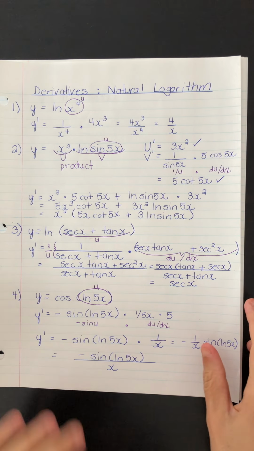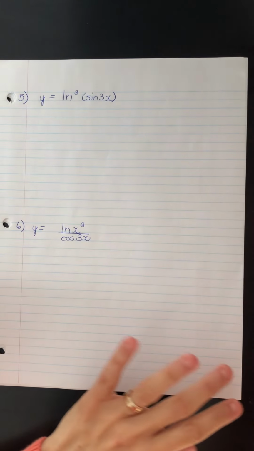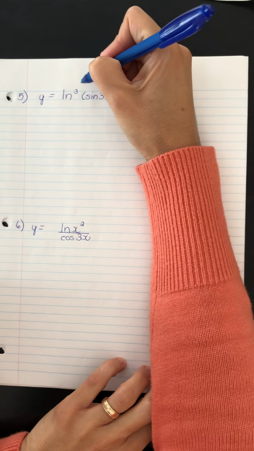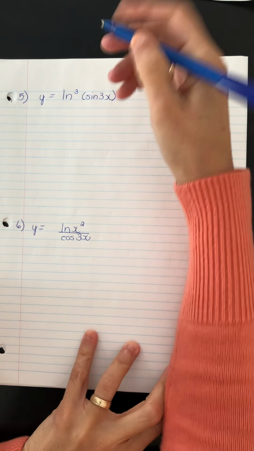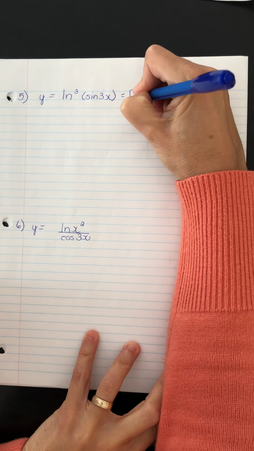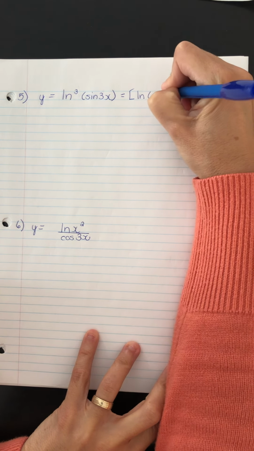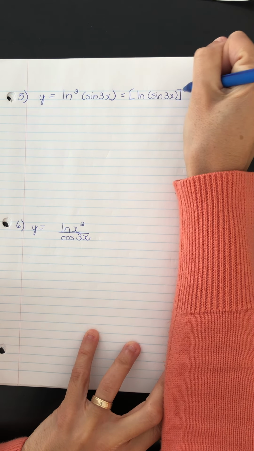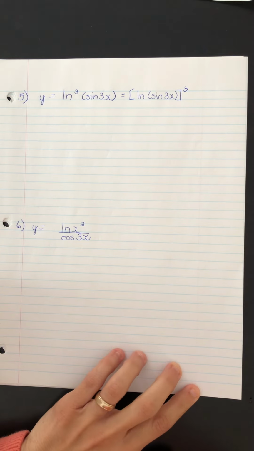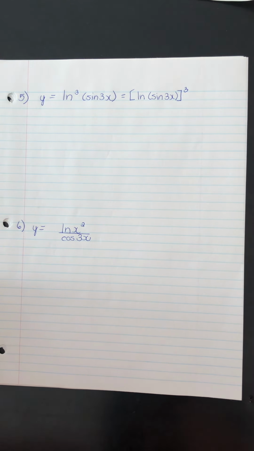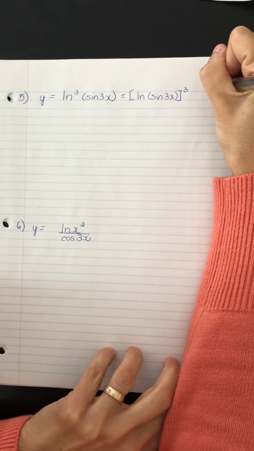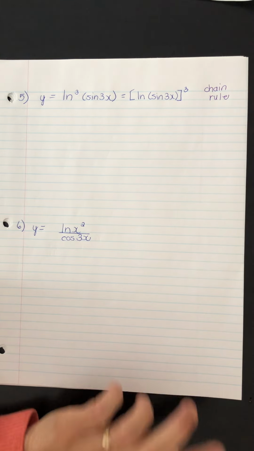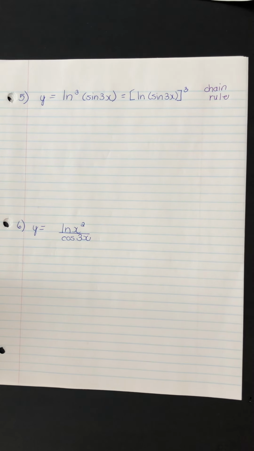Okay, let's continue with some further examples. We'll try this one now. Okay, look, the exponent here means this. The whole ln function is cubed. And therefore, you might remember this is going to require us to use the chain rule in order to differentiate this.